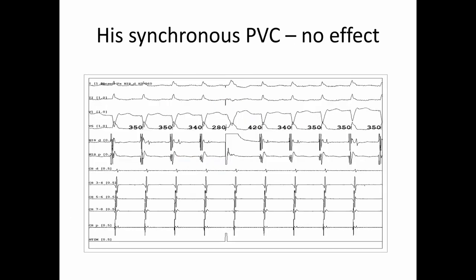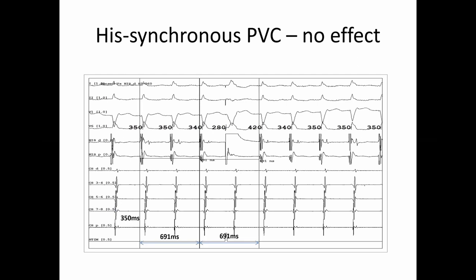If you want to be thorough, you could put in a His synchronous PVC and make sure you don't have an unexpected nodoventricular or nodofascicular pathway, and you've introduced your ventricular extra stimulus when the His bundle's already committed. You can see the QRS morphology has changed because you've paced the ventricle and you've done absolutely nothing to the subsequent A, and you've done nothing to the subsequent timing of the next expected V. And that's again, because the ventricle's not part of the AVNRT circuit.